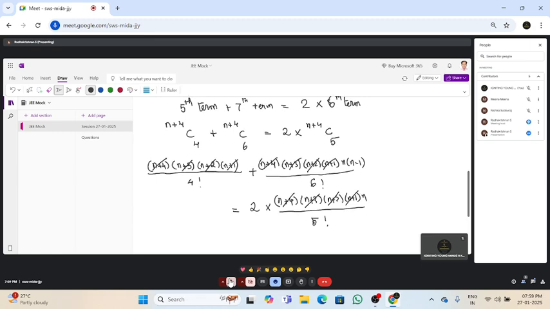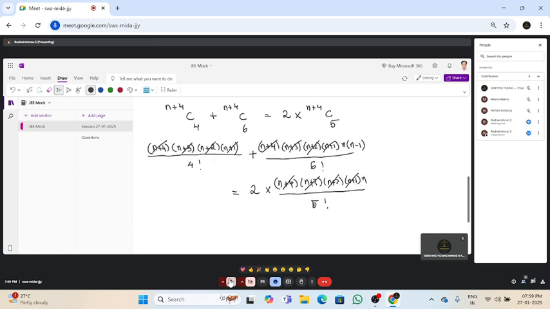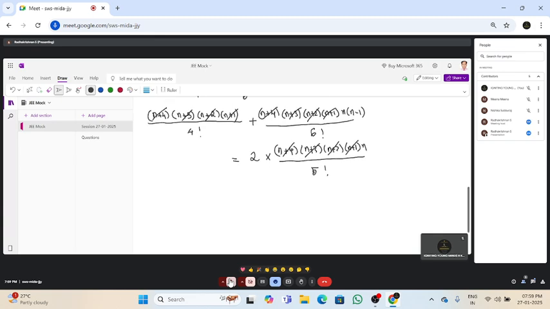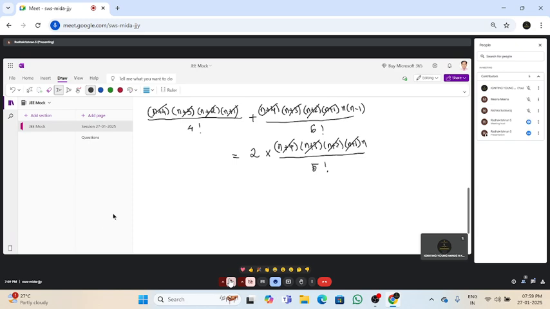Okay. So now அதுக்கப்புறம் எப்படி நம்ம சிம்பிளிஃபை பண்ண முடியும்? கீழே 4 factorial, 6 factorial, 5 factorial இருக்குது. So now what we have is 1 by 4 factorial plus n into n minus 1 by 6 factorial equal to 2n divided by 5 factorial இருக்குது.